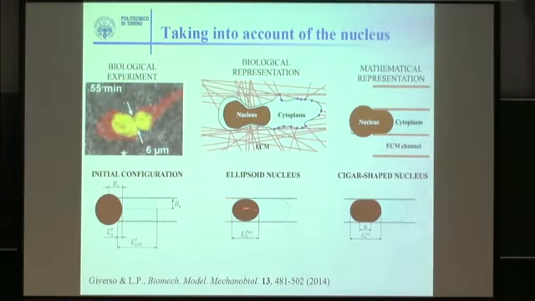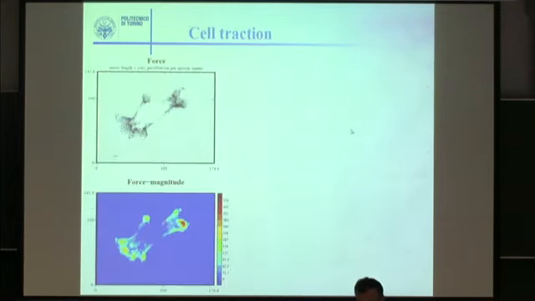Okay, so we are assuming that, for instance, this nucleus deforms as an ellipsoid or in a cigar-like shape, but this doesn't make any difference. And the other important part is what? Is the traction forces, of course. In order to advance into the extracellular matrix, the cell has to exert forces on the ECM, on the extracellular matrix, and pull it into the network. Of course, these are two-dimensional pictures.